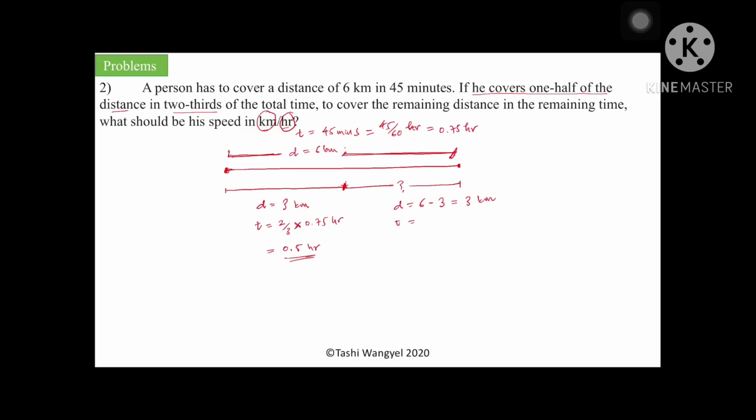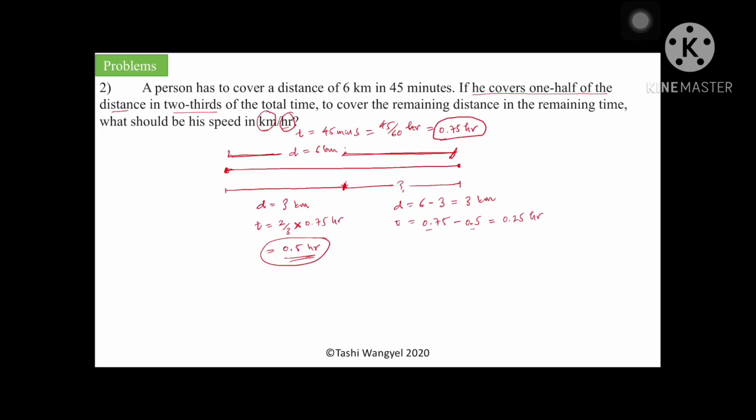The remaining time: it is given that the total time is 0.75 hours, and the first half of the distance took 0.5 hour. So the remaining time is 0.75 minus 0.5, which is 0.25 hours. Remaining distance is 3 km in the remaining time of 0.25 hour.